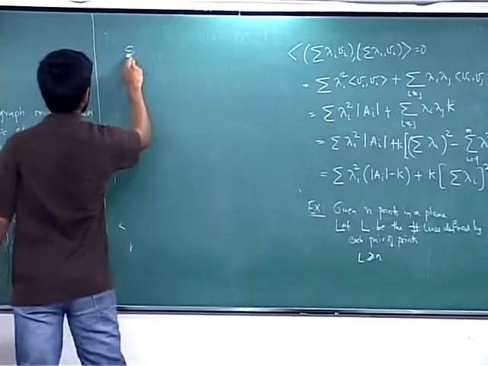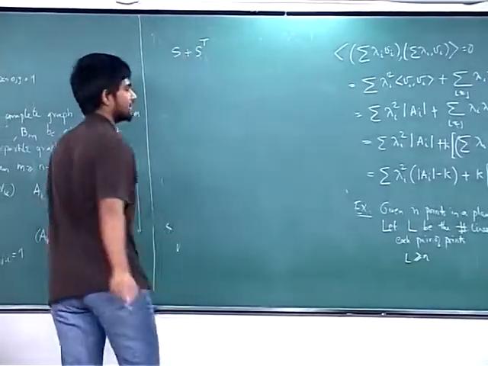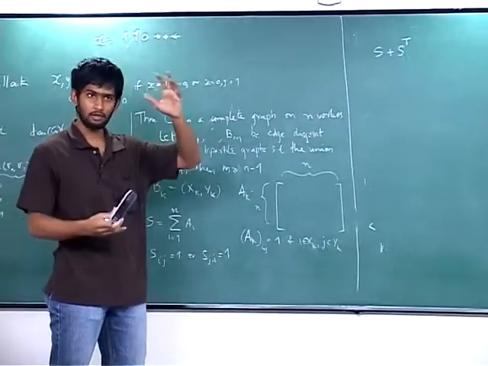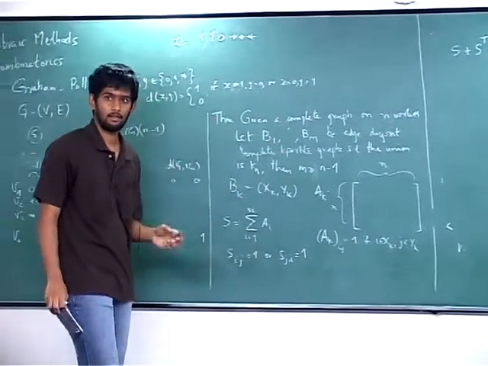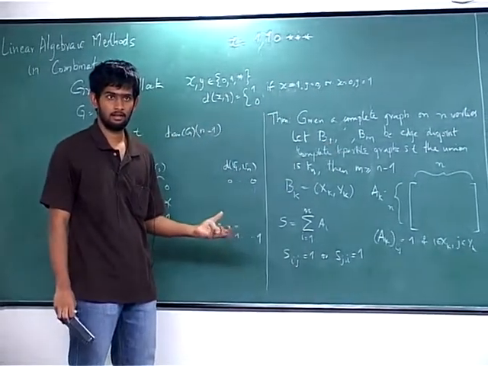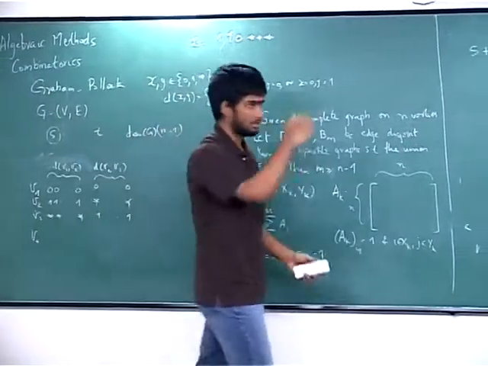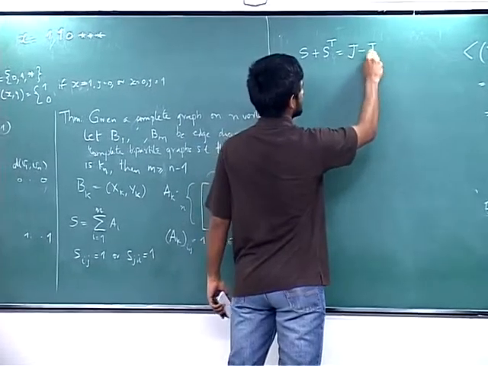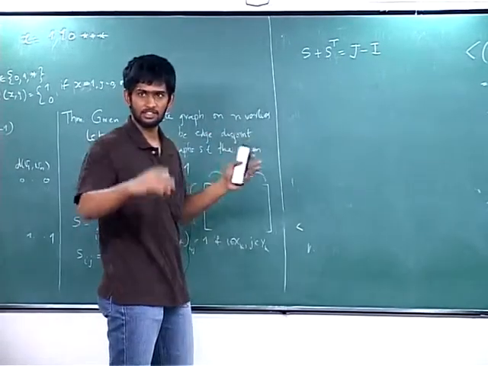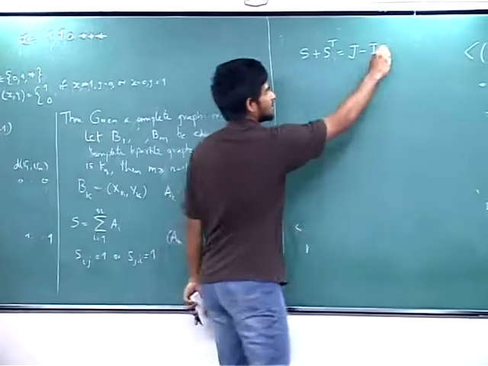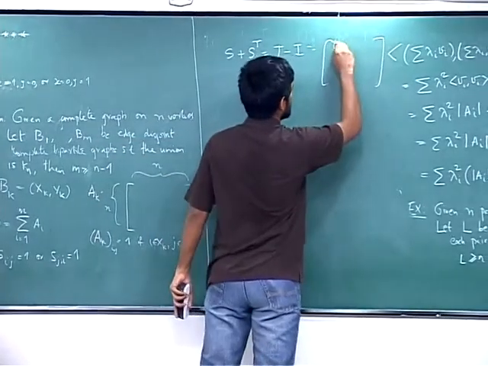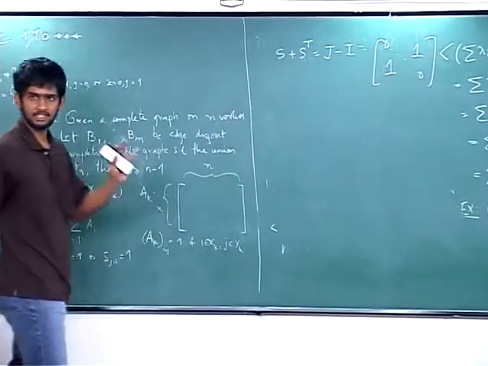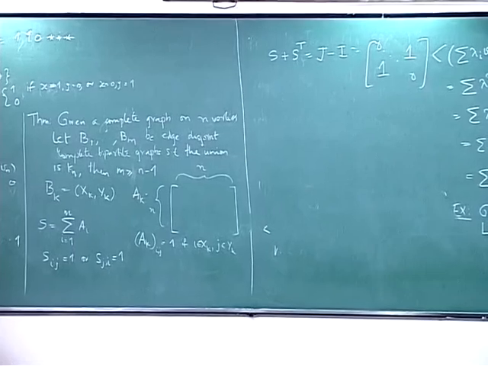So look at this matrix, S plus S transpose. What will this be? How will it look like? Exactly. So you can write this as J minus I, where J is the all ones matrix everywhere. The diagonal is 0. S plus S transpose is going to look like this.